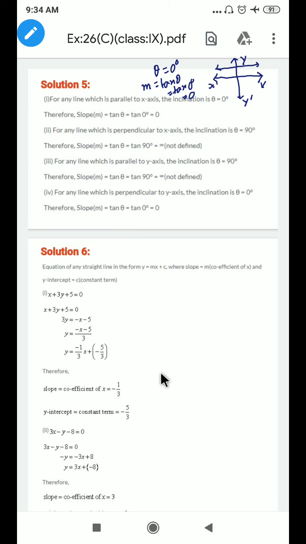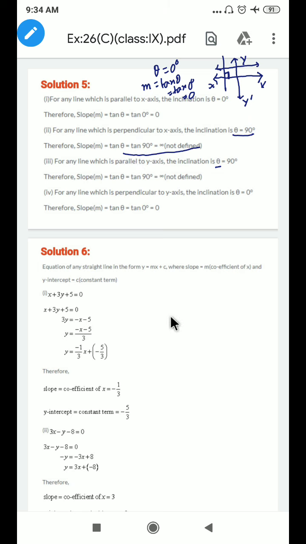Question number 2 is given: perpendicular to the x-axis. That means this line makes an angle of 90 degrees with the positive direction of the x-axis. So the inclination of the line is 90 degrees. How to find the slope? Slope is equal to tan 90 degrees, that is not defined.